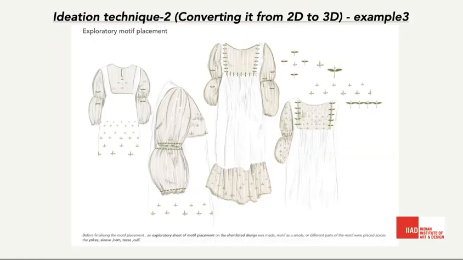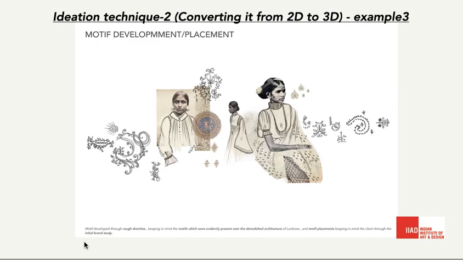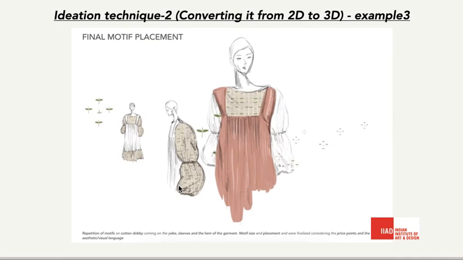Through this example, you can see a student trying on different motif patterns on a form. Even though motif can be viewed as a flat two-dimensional element, one has to envisage it around the garment. In this sheet, you can see a motif being developed flat on the surface as well as how it is looking on the form. This is the final motif placement which has been ideated.